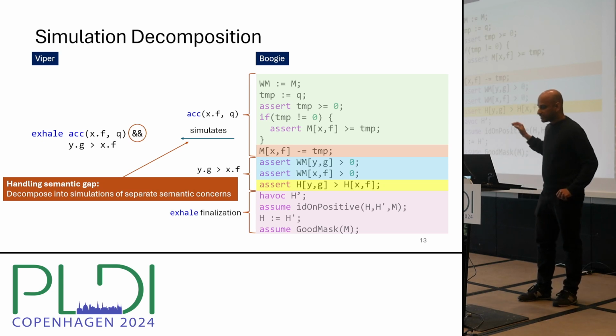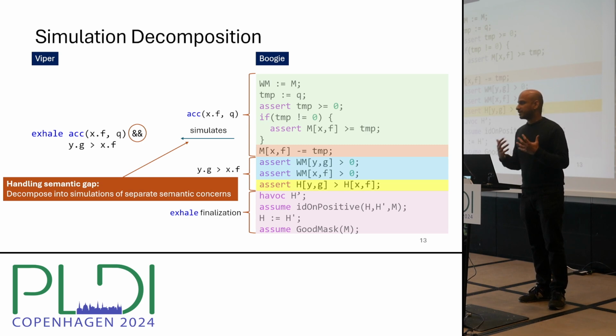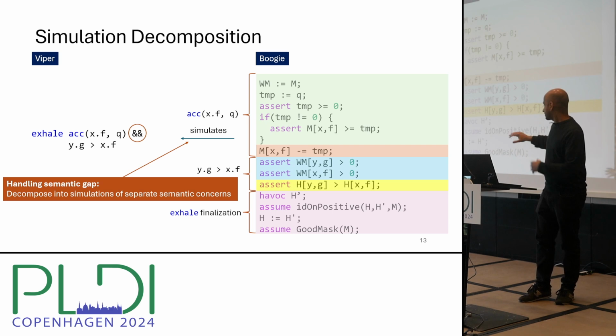So for instance, here, the first 2 semantic concerns are simulating the first conjunct. The next 2 semantic concerns are simulating the second conjunct. And the final part below in violet is simulating just the finalization of the exhale that always happens at the end.